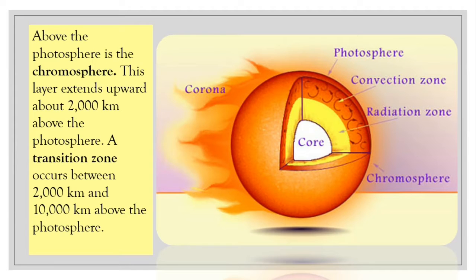Above the photosphere is the chromosphere. This layer extends upward about 2,000 kilometers above the photosphere. A transition zone occurs between 2,000 kilometers and 10,000 kilometers above the photosphere.